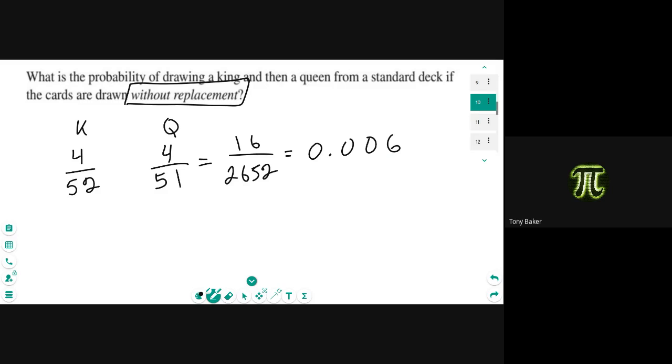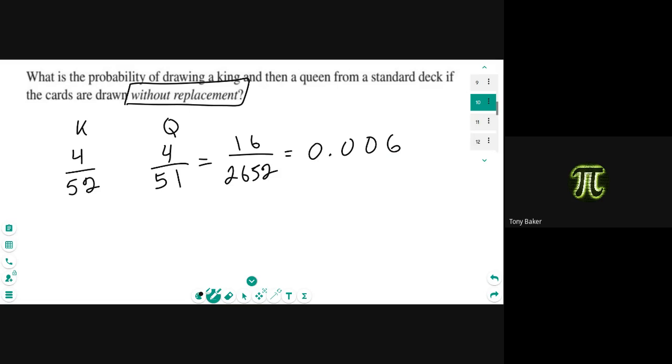It's one of those ones that I wanted to show you the number because this is where fractions are great. However, most people don't work with fractions on a regular basis. So I said 16 out of 2652. You're like, how's that compare to things? By me telling you it's 0.006 or 0.6%, it's like, oh, that's not very common. Okay. So that's if I drew a king and then a queen.